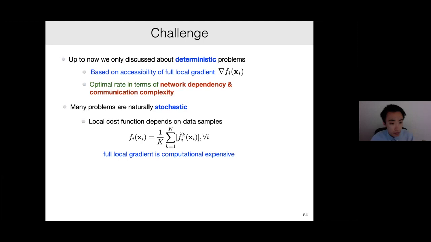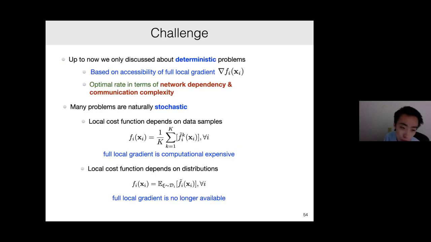If K is very large, for example, millions or trillions of samples, that full local gradient is computationally expensive. Also some local functions even depend on some distributions, which makes the full local gradient no longer available. So this motivates us to consider stochastic methods and to seek optimal rates in terms of the computation complexity instead of the communication complexity.